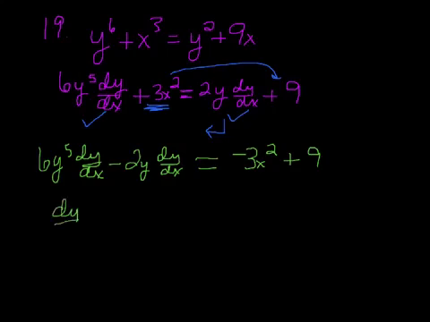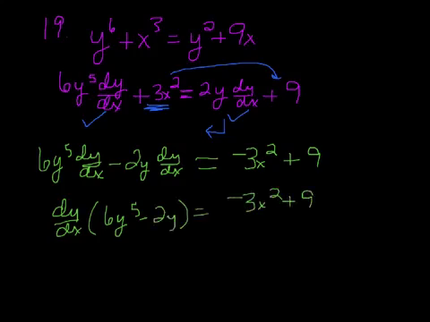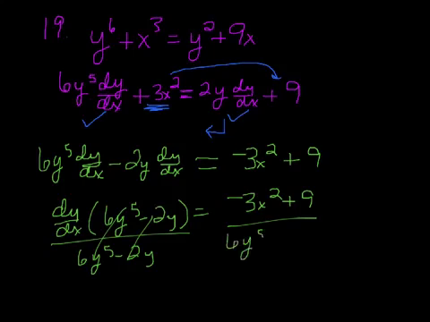Okay, and then you factor out your dy dx. 6y to the 5th minus 2y equals negative 3x squared plus 9. Last step, divide by that chunk right there so that it will cancel. And that gives me dy dx equals negative 3x squared plus 9 over 6y to the 5th minus 2y. Okay, so that's my derivative, and I'm doing the tangent line.